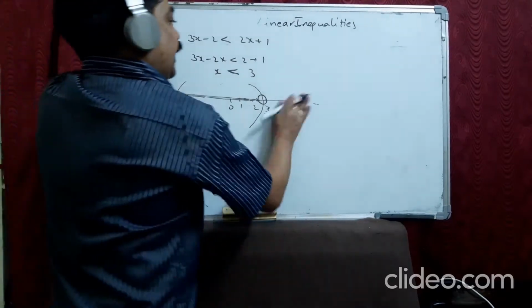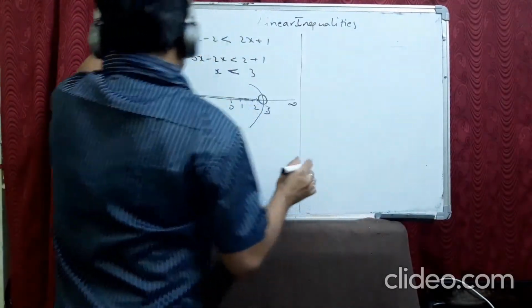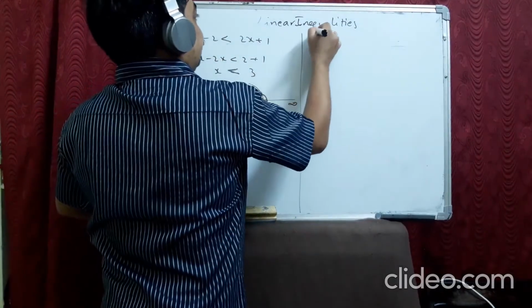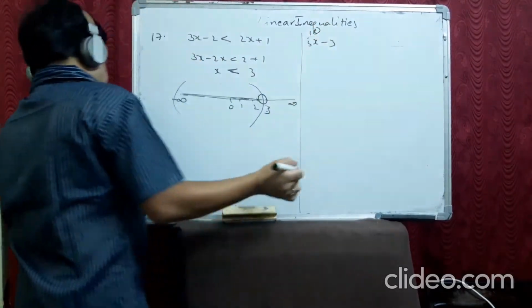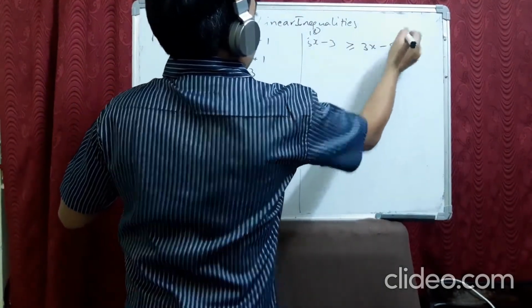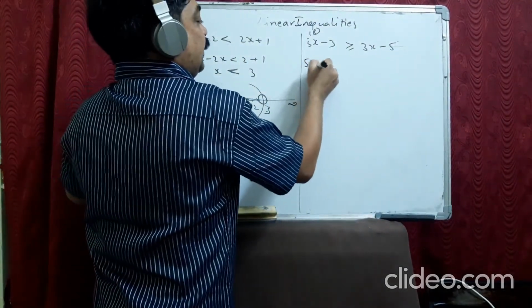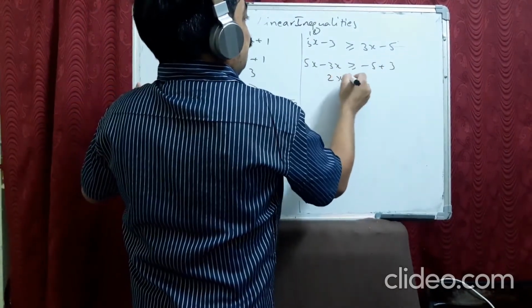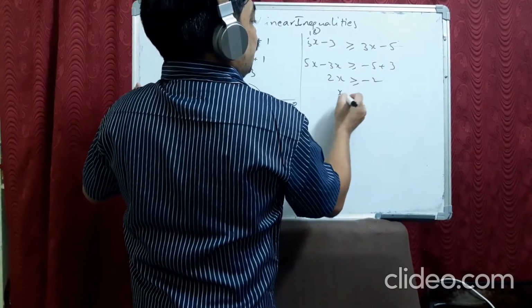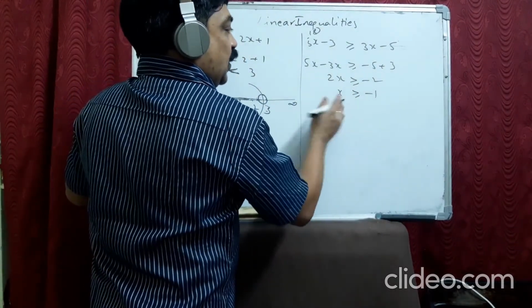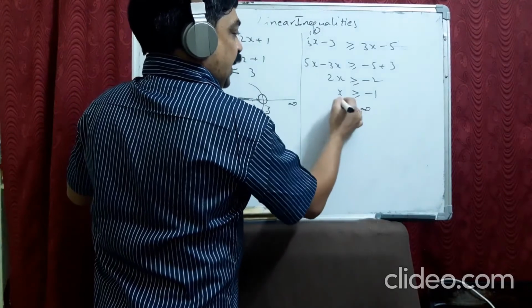Okay. If I do one more problem, you can understand. Second one, the 18th one: 5x minus 3 greater than or equal to 3x minus 5. Bring all x's to one side. Minus 5 plus 3. 2x greater than or equal to minus 2. x is greater than or equal to minus 1. So x belongs to minus 1 to infinity actually.